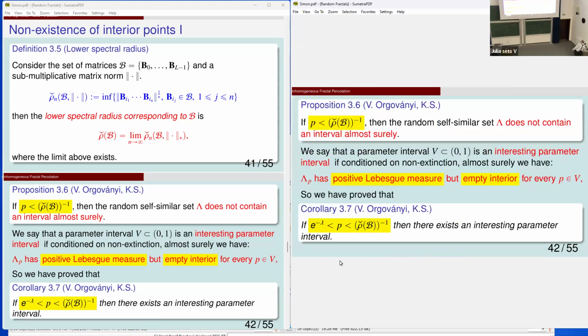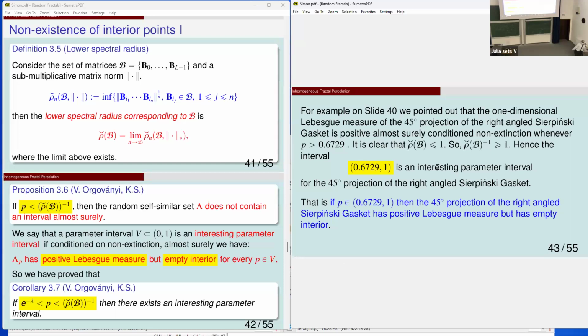So I just go to this place. For example, it is not difficult to compute for our old friend, the right-angled Sierpinski carpet, that this is going to be 1, but I show you. In that case, this yellow interval I show you is an interesting parameter interval for the 45-degree projection of the rectangle carpet, meaning that if you choose P from this interval, then the Lebesgue measure is positive and the interior is empty.